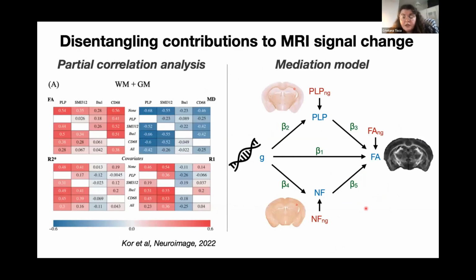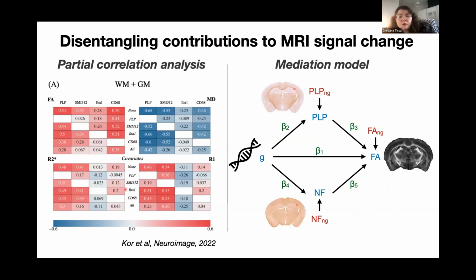This is very interesting in itself, and encouraging, but we need to narrow down on the biological drivers of MRI signal change and disentangle the individual contributions of various different stains to MRI signal change. And one way in which we can estimate the unique variance of each MRI parameter explained by a given stain is to conduct partial correlation analysis.